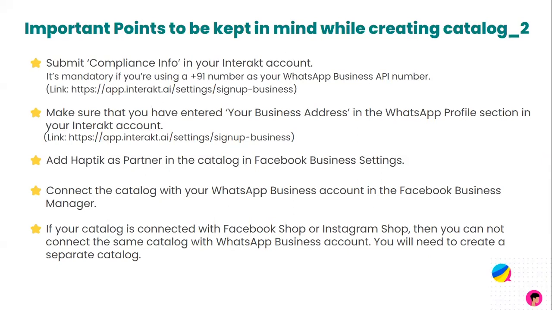Then add Haptik as partner. So this step you've already seen. Connect the catalog with your WhatsApp business account. Again, this step, most of the clients miss connecting. If your catalog is connected with Facebook Shop or Instagram Shop, then you cannot use the same catalog with WhatsApp business account. You will need to create a separate catalog.